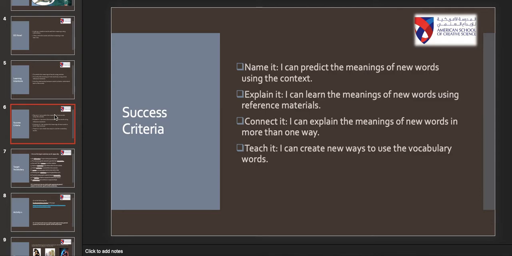The success criteria: you can predict the meaning of new words using the context. You can learn the meanings of new words using reference materials. You can explain the meanings of new words in more than one way. You can create new ways to use the vocabulary words.